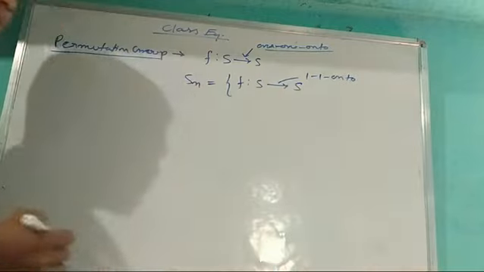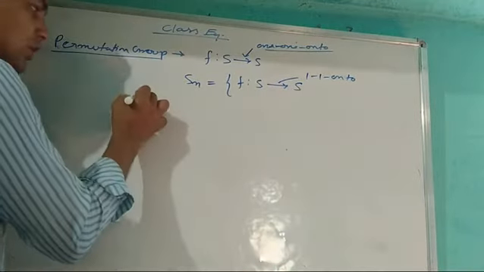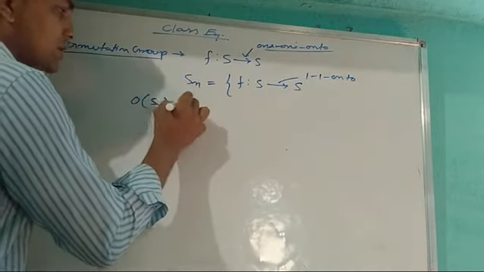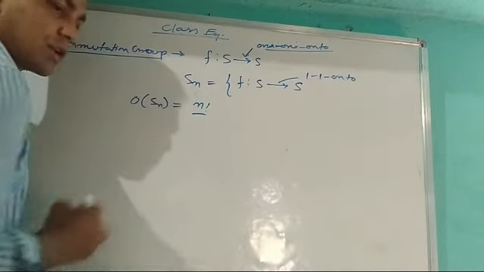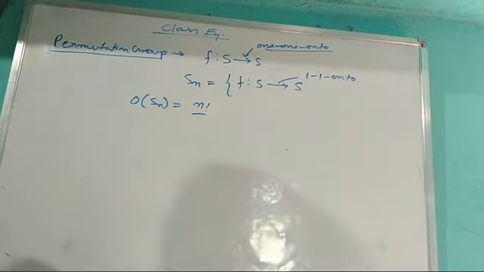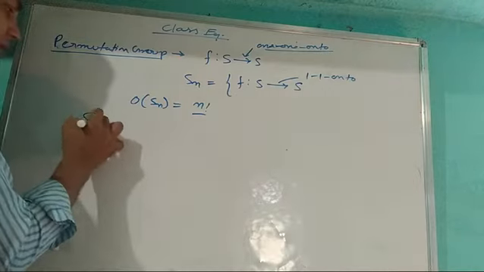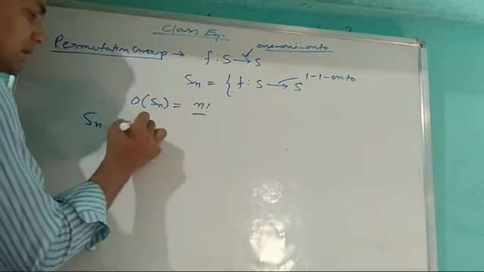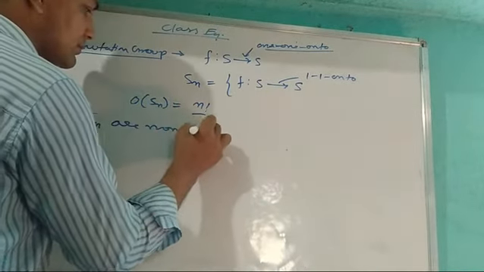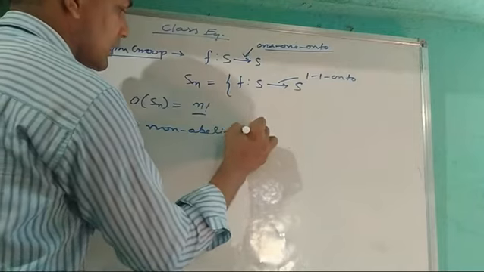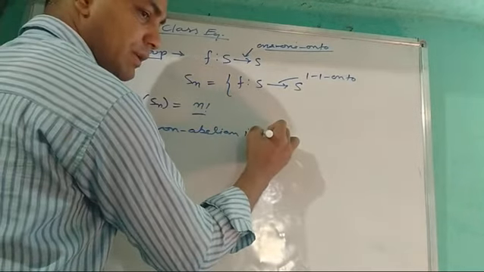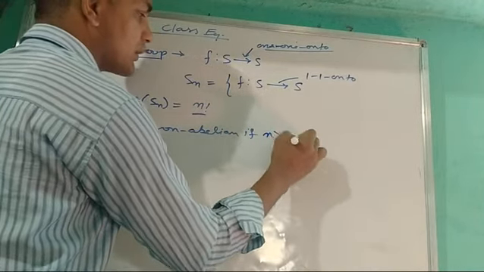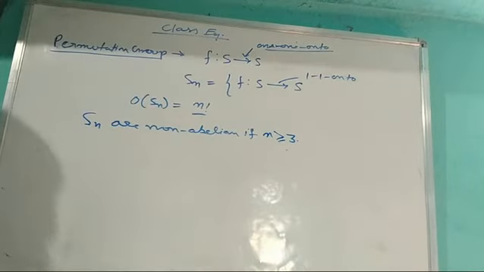The order of Sn is always equal to factorial n. And Sn is non-abelian if n is greater than or equal to 3.